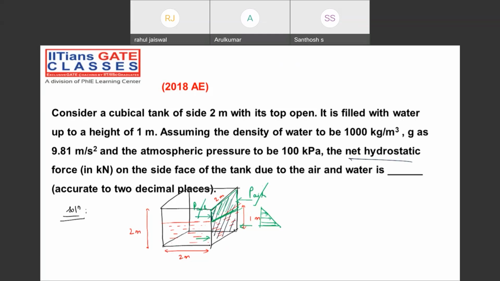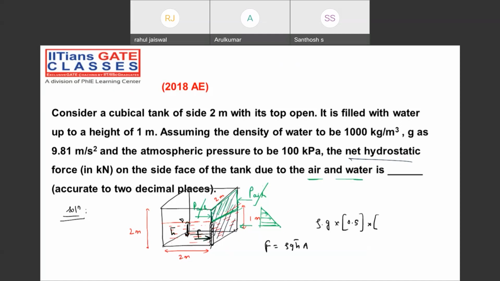That's why they played a trick. What trick did they play? The net hydrostatic force on the side face of the tank due to air as well as water, so that you get confused. Whatever the net hydrostatic force is, you can easily calculate by the formula. What is the formula? Rho g h bar into A. Rho into g. What is h bar? h bar is nothing but the centroidal distance of the particular part from the free surface. What is the centroidal distance? Can I say 0.5 meter?